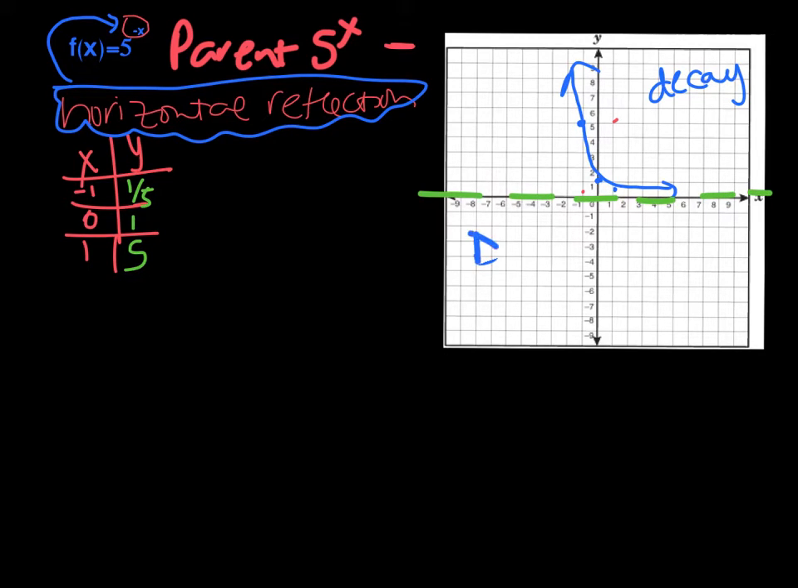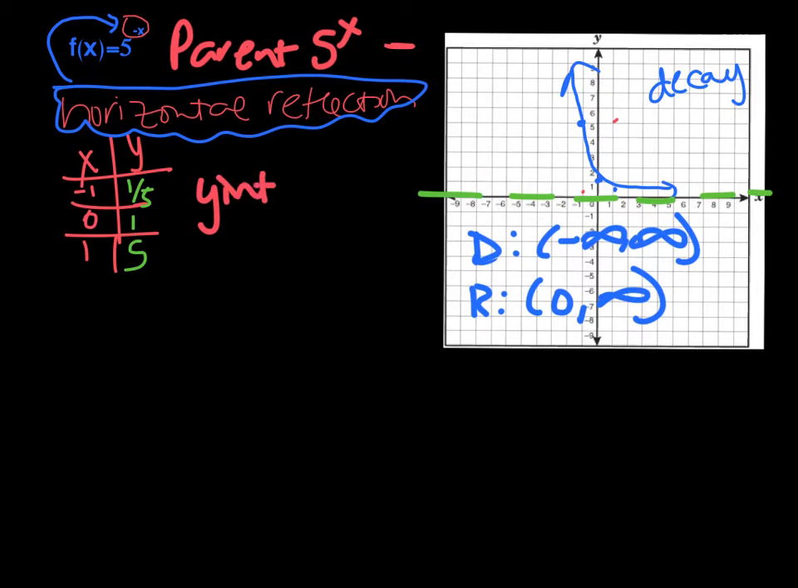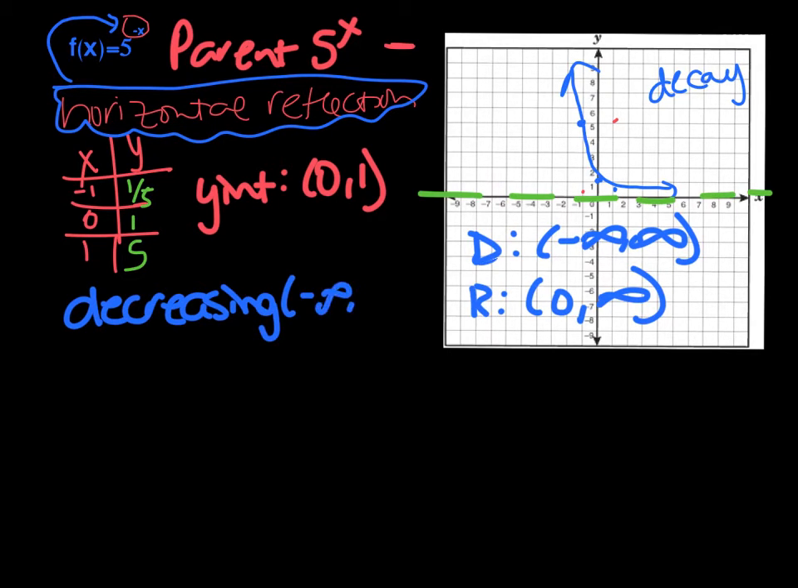Now I'll do my domain. It's still the same as it was when it was an exponential growth. My range is still 0 to infinity. My y-intercept, in this case, is still (0, 1). I haven't moved it left, right, up, or down. All I have done is flip it horizontally. But this time, this is decreasing on -infinity to infinity.